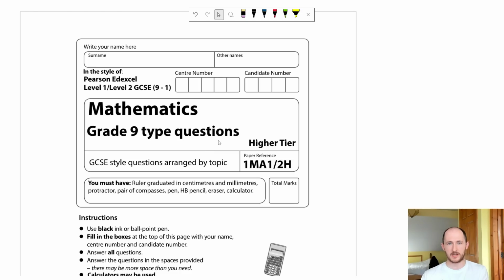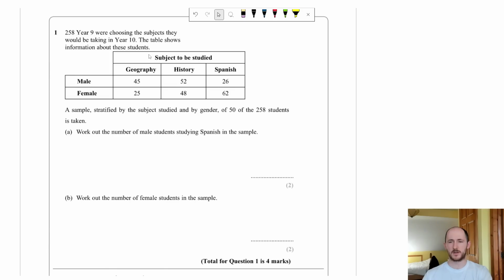I'm going to walk through all the questions, explain my thought process and exactly how I'd approach these questions. And of course, this will give you a full essential mark scheme to how you would complete them. So the first question here, we have some stratified sampling, very common on a calculator paper, but we have 258 Year 9 students choosing subjects they'll be taking in Year 10, and we have geography, history and Spanish, and male and female. And they're going to do a sample of 50. So work out the number of male students studying Spanish in the sample.